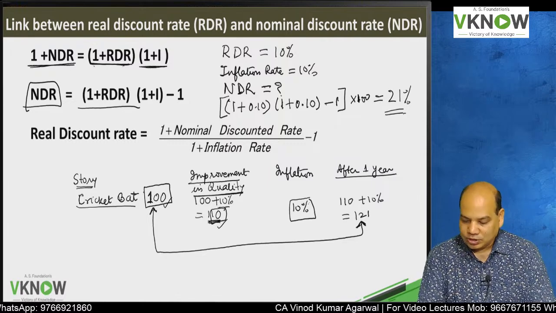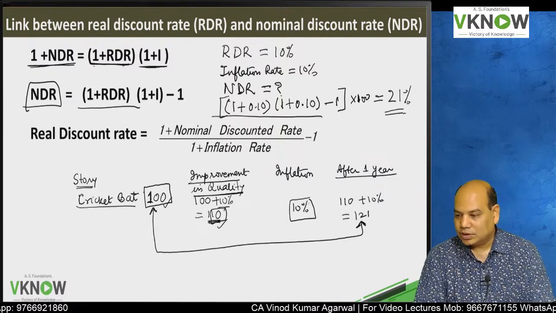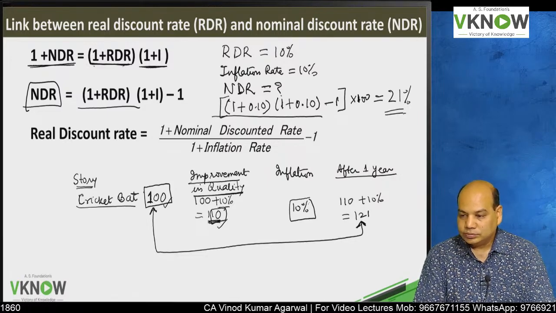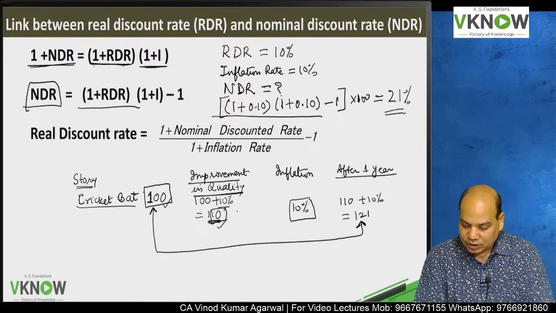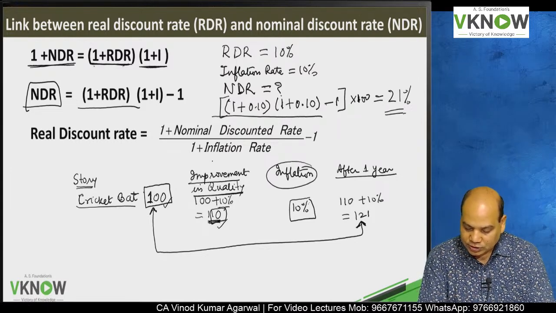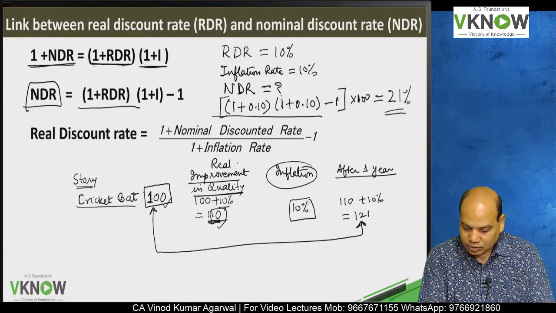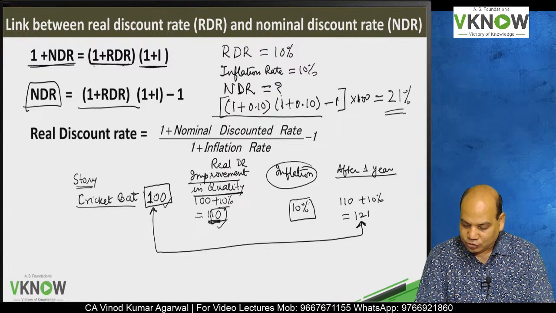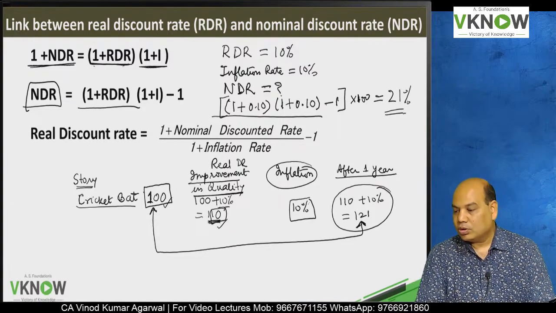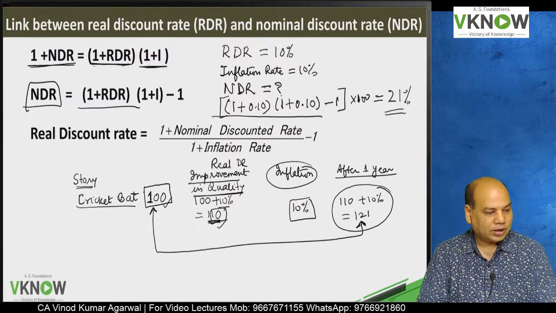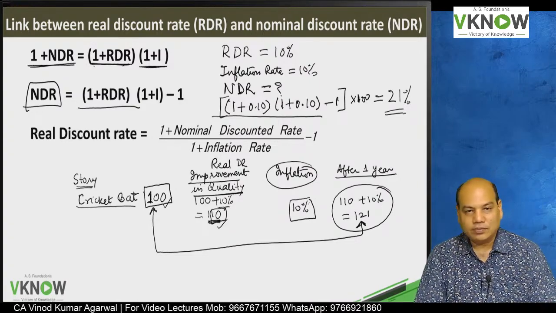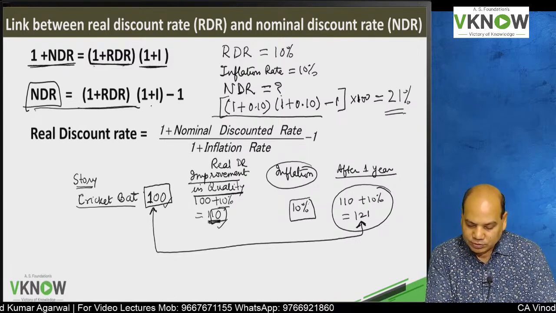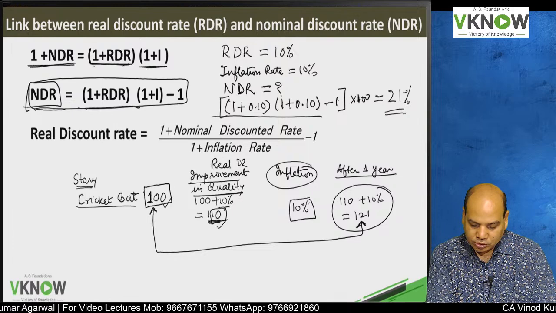Okay, the same logic is applied here also. The effect of inflation will be on the real discount rate also, just like the effect of inflation is on the cricket bat price. So this is the real discount rate 10%, and this is inflation. The effect of inflation goes to the real factor also, and therefore in future we are going to take 1.10 into 1.10 minus 1. Once you have understood this formula, now you can find any missing figure.